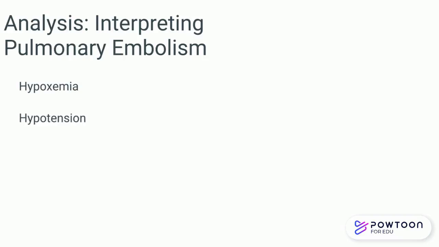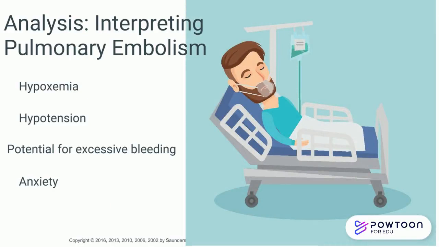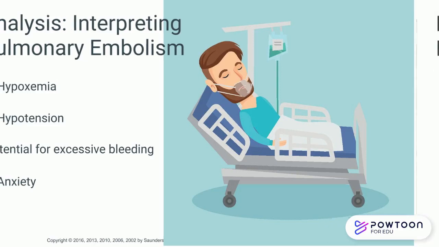Once you've collected your data, it's time to interpret that data. They have hypoxemia due to the lung perfusion mismatch, hypotension because of that shunting. You get less forward-moving blood. They have potential for excessive bleeding because of the anticoagulants, and of course, anxiety.